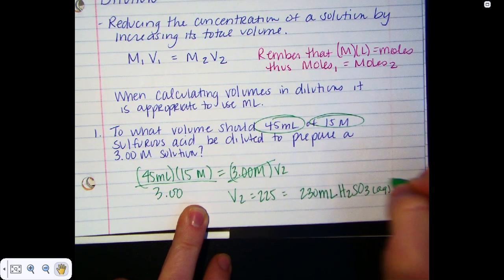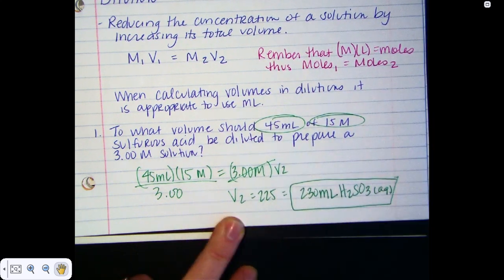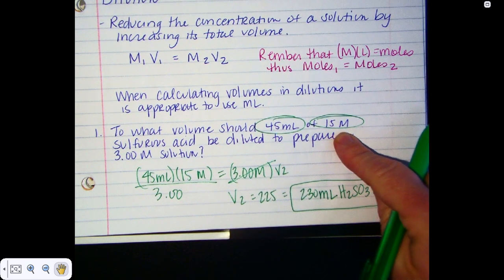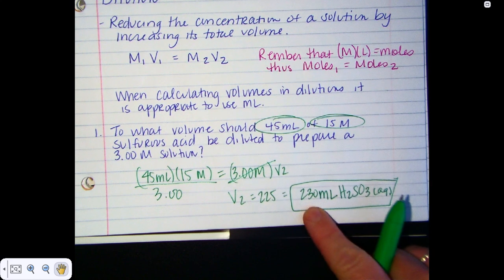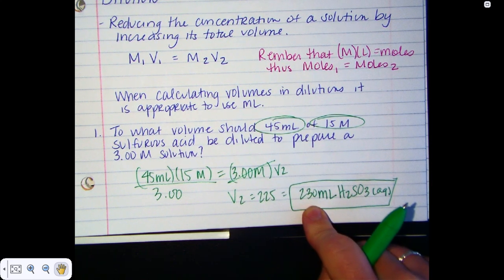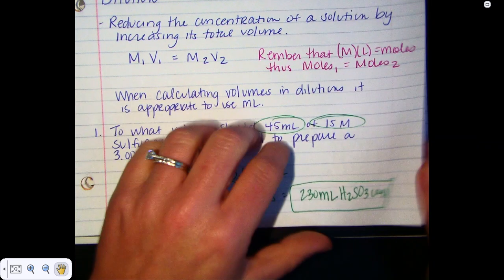H2SO3 (aq). So I'm going to take my 45 milliliters of the 15 molar, put it inside a vessel, and add water until the total volume reaches 230, and that would be my new solution. All right, so that's our first example.